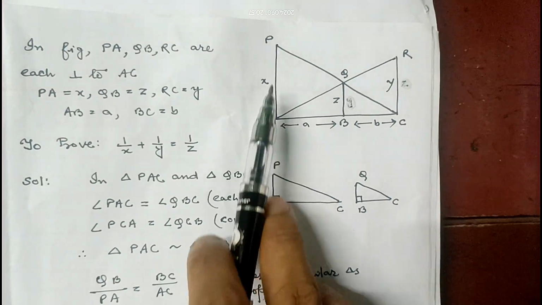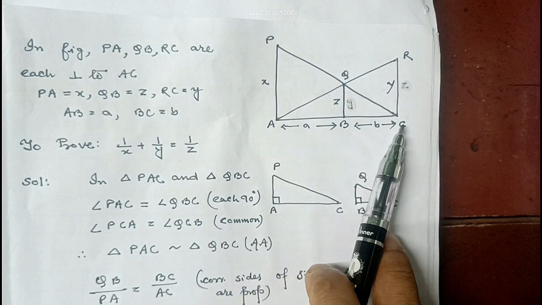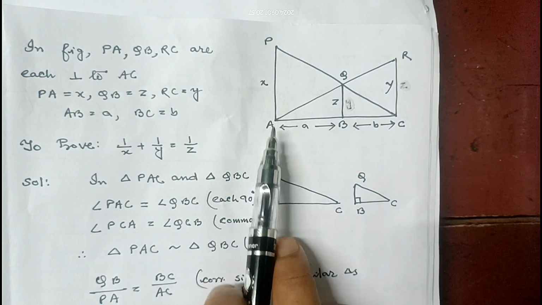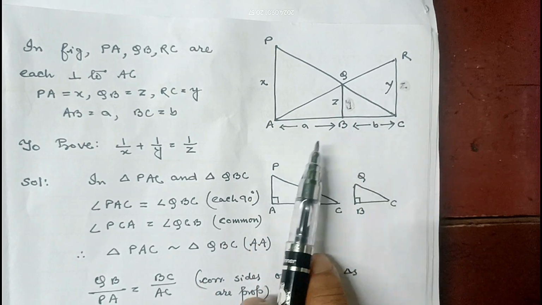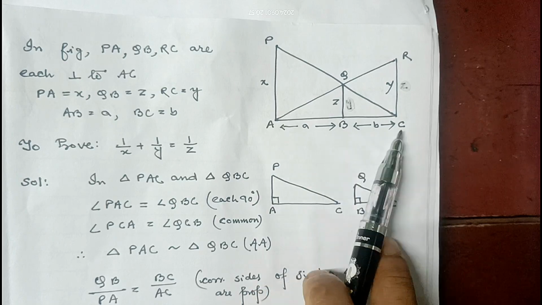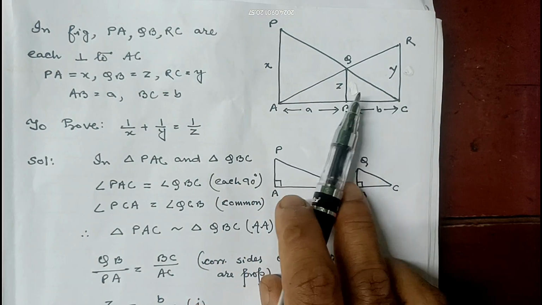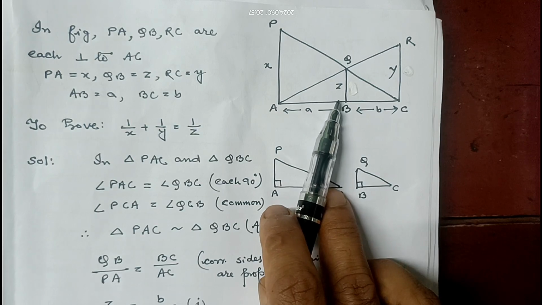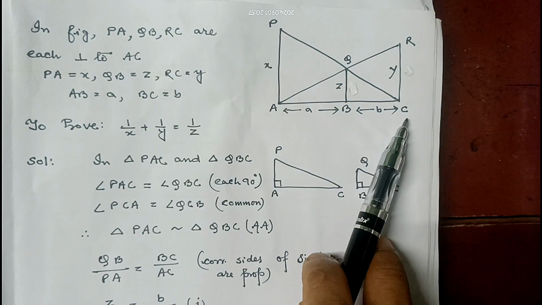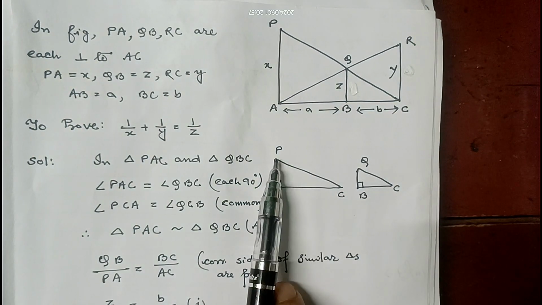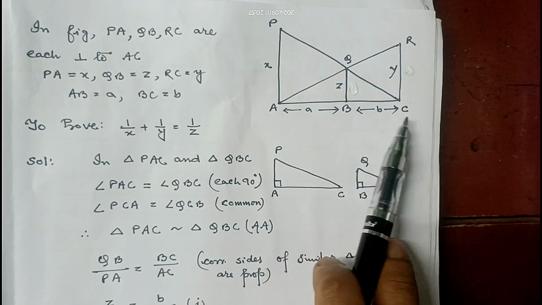So if I consider PA, QB and RC are perpendiculars on line AC, and it is given that PA equals X, QB equals Z, RC equals Y and AB equals A and BC equals B. Here we have to show 1 by X plus 1 by Y equals 1 by Z. Now first of all we are going to take PAC and QBC. So this one I have drawn separately, PAC, QBC.